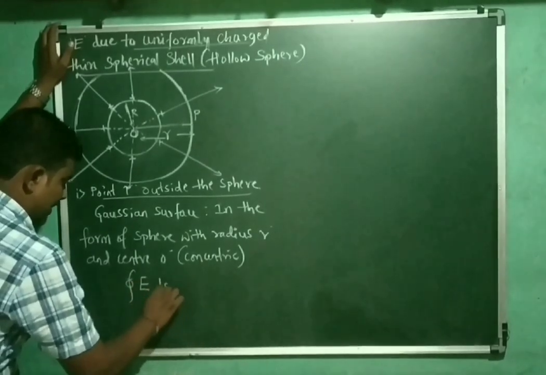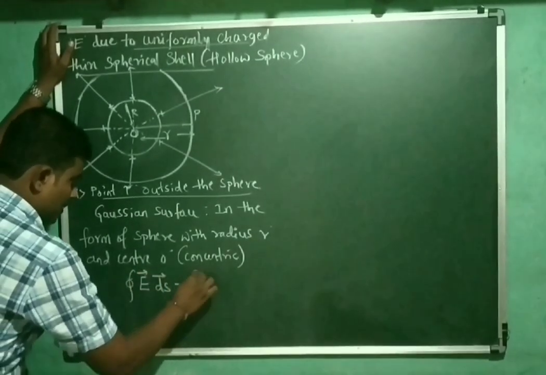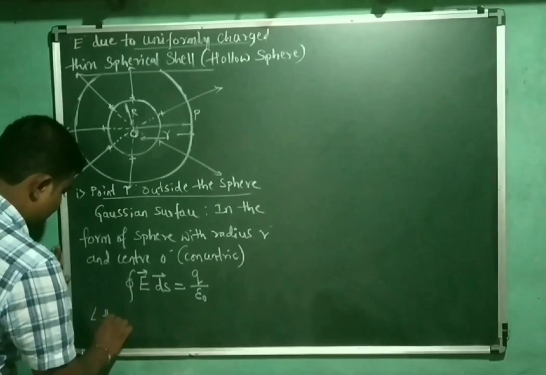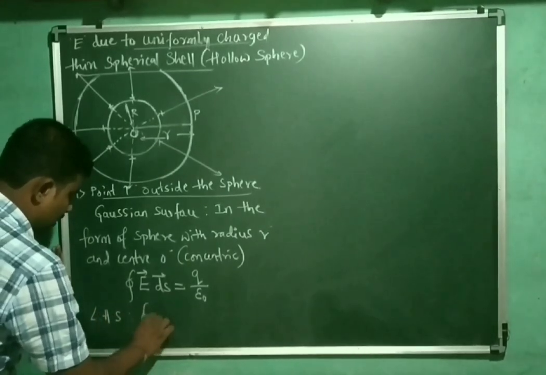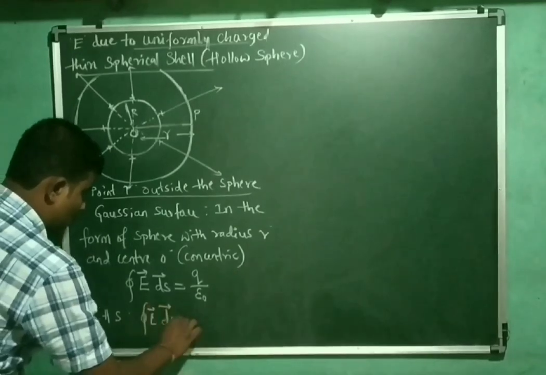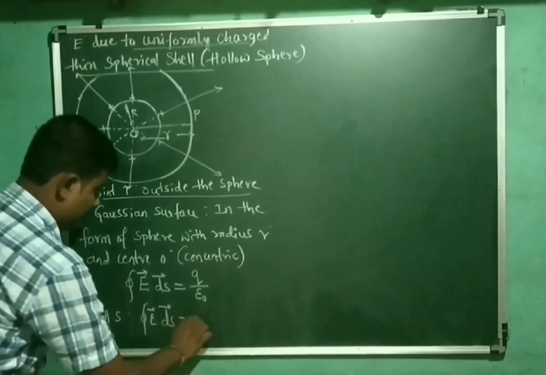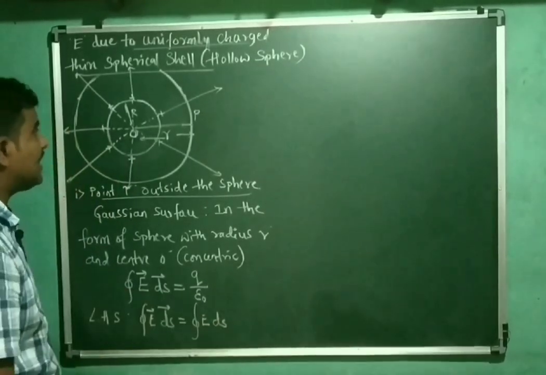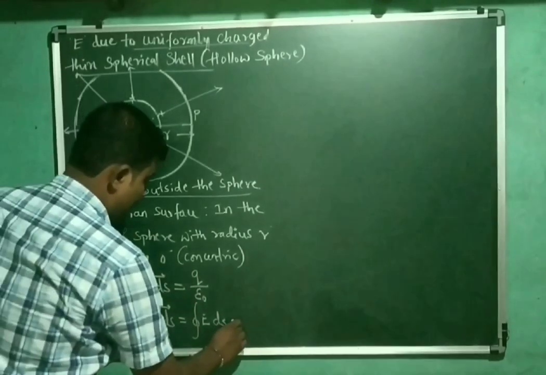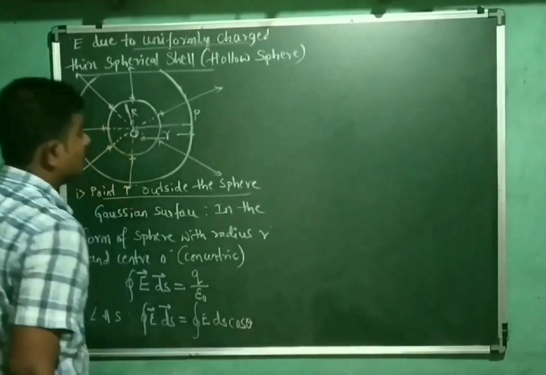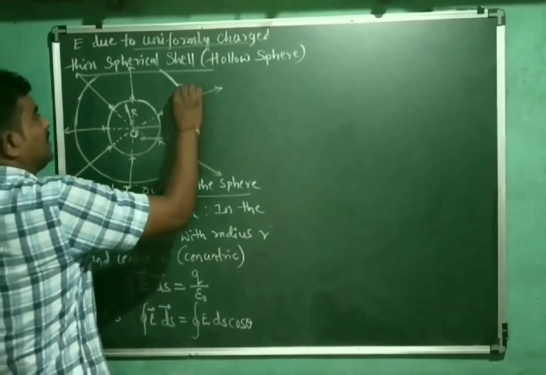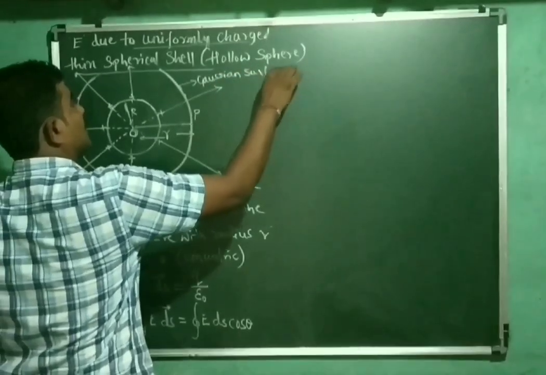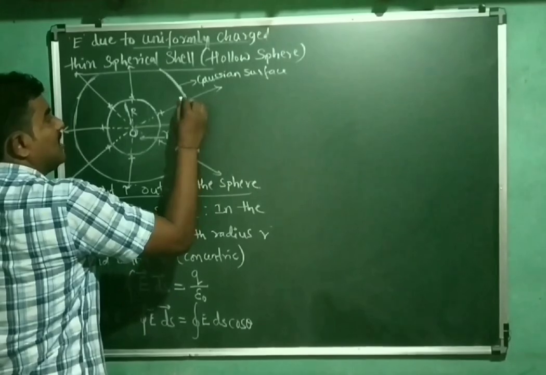We shall calculate from Gauss law: closed integral E·dS is equal to Q divided by epsilon naught. The LHS part is closed integral E dS cos theta, where theta is the angle between E and dS. You can observe here, this is the Gaussian surface. We shall consider a very small area, let us call it dS.